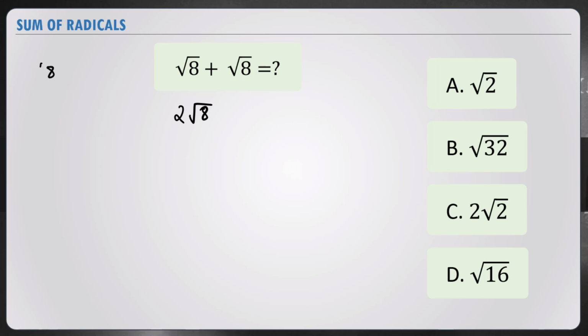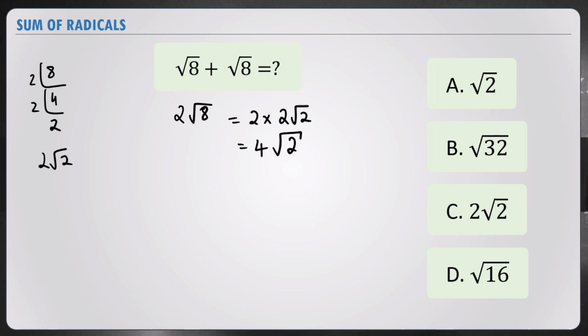Let's say 8 breaks down to 2, 4, 2 and 2. So root 8 breaks down to 2 root 2. So this will be equal to 2 into root 8, which is now 2 root 2, which is 4. 2 2s are 4 and root 2. Is that answer here? It is not here.